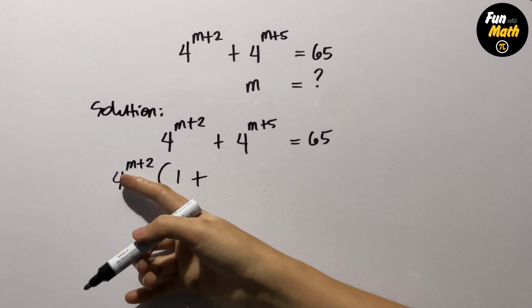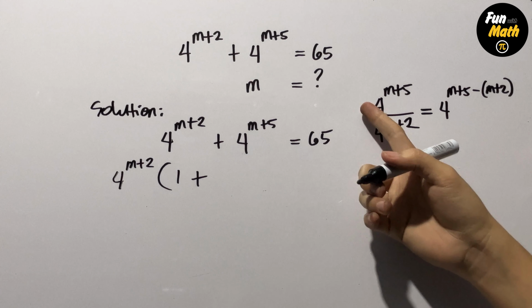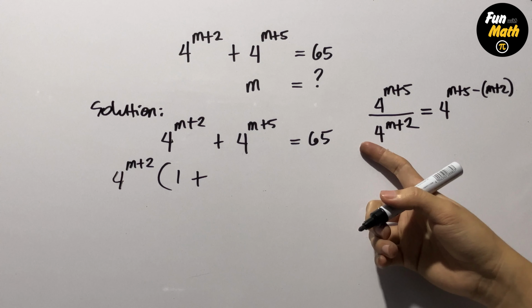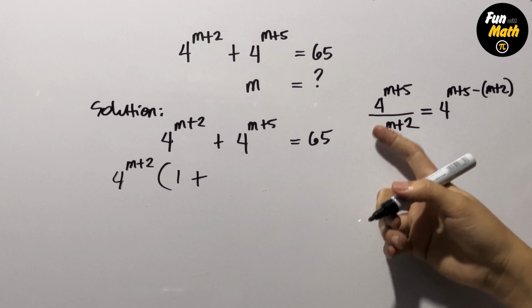So here on the right side, we have 4 to the power of m plus 5 over 4 to the power of m plus 2. Now, if we divide, this equals 4 as our base to the power of m plus 5 minus m plus 2. So this is how we divide the same base: we need to subtract the power.